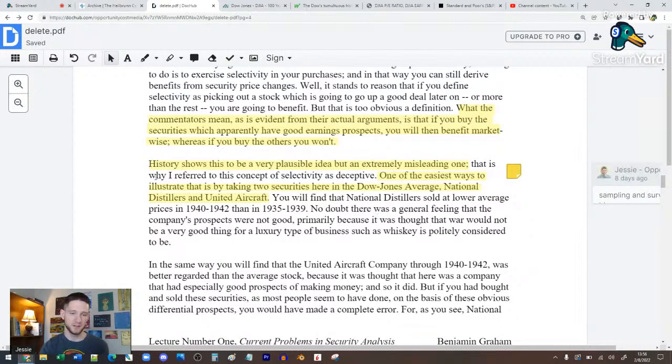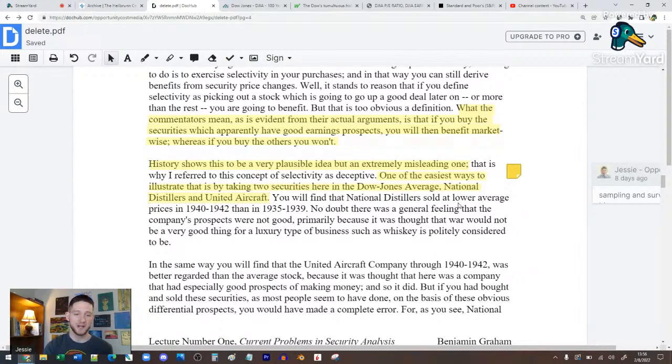One of the easiest ways to illustrate this is by taking two securities in the Dow Jones average, National Distillers and United Aircraft. Now, I would like to point out that this is called sampling bias, or maybe survivorship bias, and it should be taken with a grain of salt. He's giving us an example of two companies, but there are tens of thousands of companies. What if only these two examples support his evidence, but the remaining tens of thousands would suggest otherwise? That's called sampling bias. So take it with a grain of salt, and we'll address it later on.